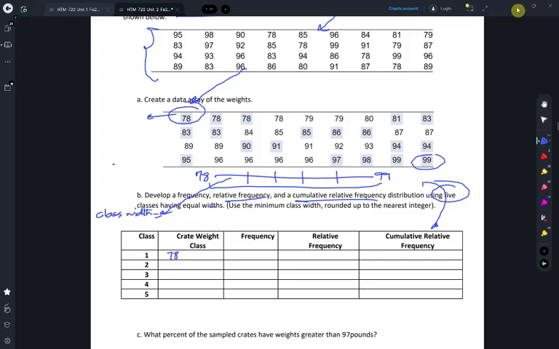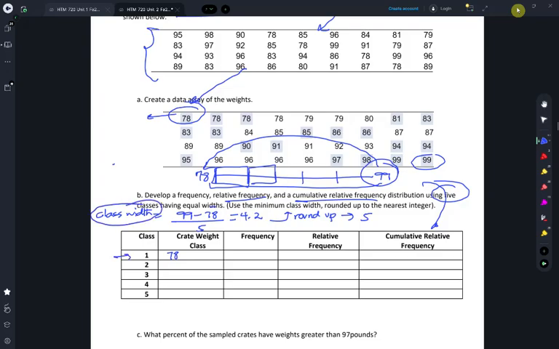The class width then will be how large should each class be? That will be a function of the difference or the gap between 99 and 78 divided by 5 classes. That'll give about 4.2. Well, I would like to round that up to the nearest whole number, which is 5. So that means I'm going to let each class have a class width of 5.